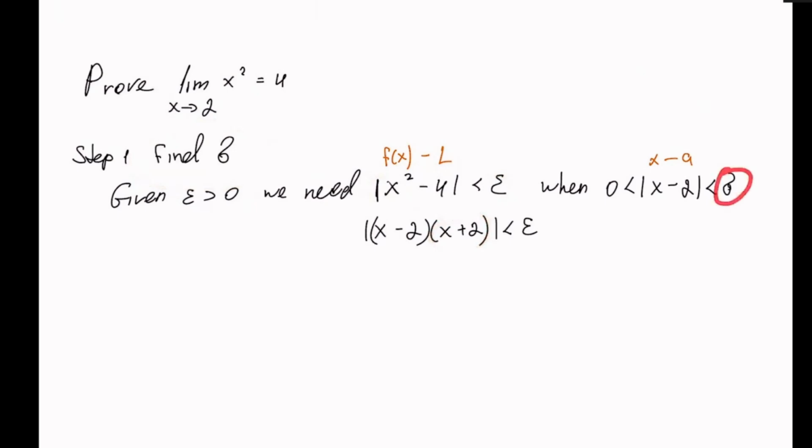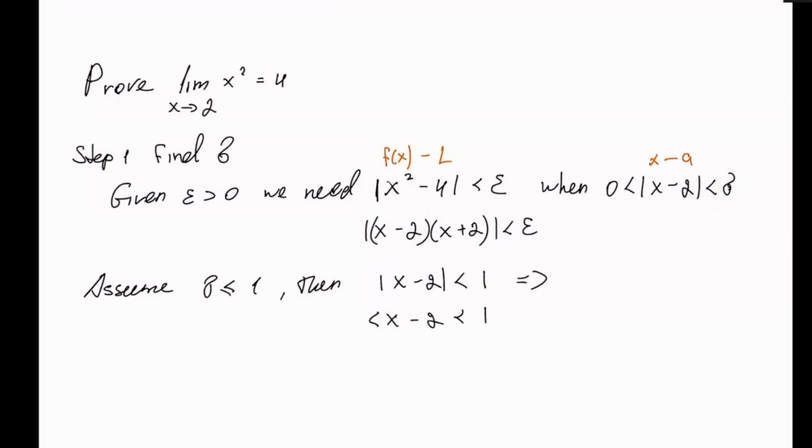assume delta to be less than or equal to 1, then this guy will be less than 1. So let me write that. Assume delta is less than or equal to 1, then the absolute value of x minus 2 is less than 1, which implies that x minus 2 is less than 1 and greater than negative 1.